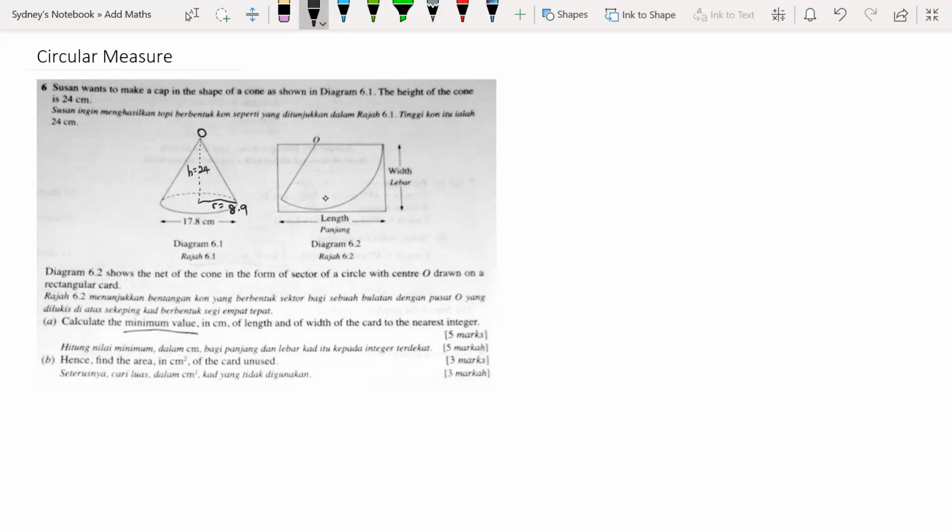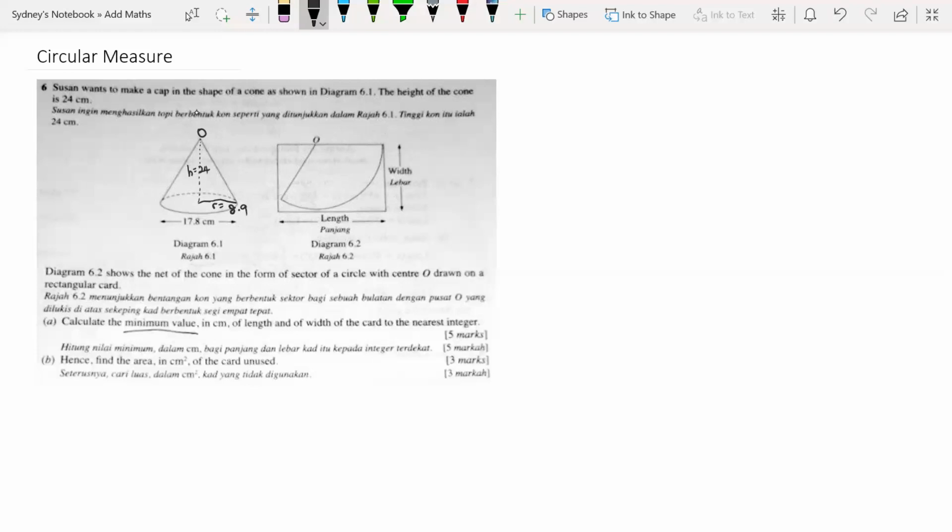Okay, so this net of the cone is drawn on the rectangular card, and we need to find the minimum value. That means we need to maximize the usage of this card. So if I cut out this sector that forms this cone that fulfills all this measurement, what is the minimum value for my width and the length of this card? So that is the requirement of the question.